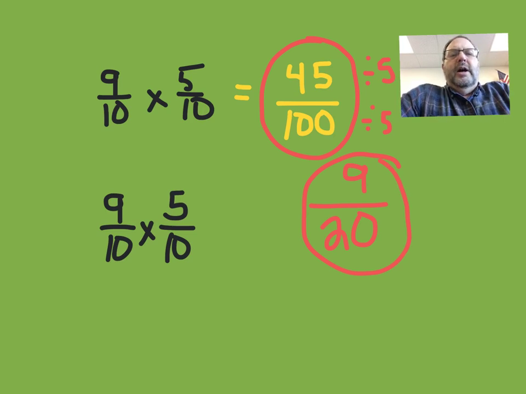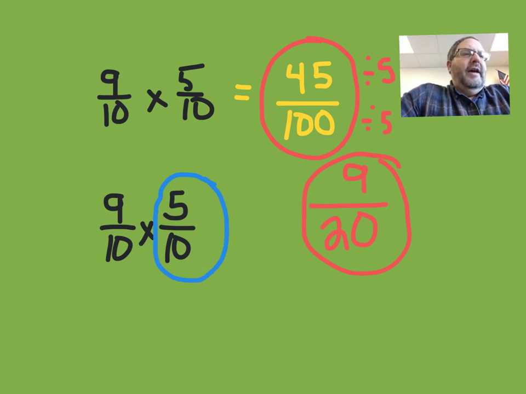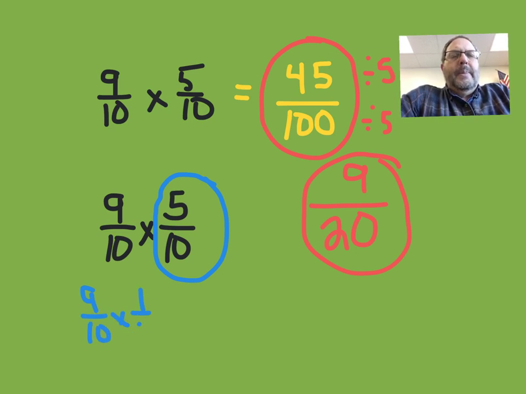Now, before I go on, a word about simplifying. Some of you probably realize that I could simplify 5/10 to 1/2. And that's perfectly legitimate. If I would have done that, I would have just given myself an easier problem, which would have been 9/10 times 1/2.